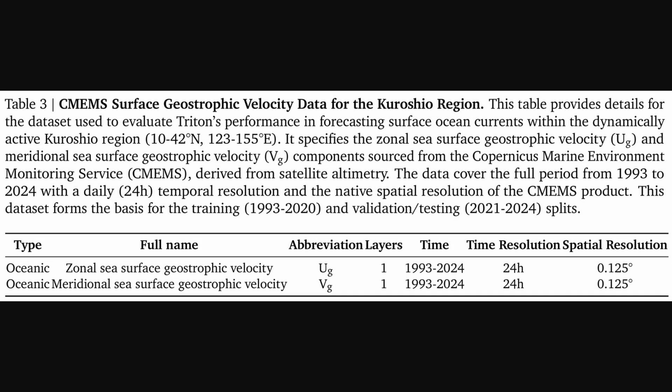Alright, and just as that broad weather data was key for the global forecasts, this next table shows the specific data set behind those amazing Kuroshio eddy predictions we saw earlier. This data comes from the Copernicus Marine Environment Monitoring Service, or CMEMS. It provides daily measurements of geostrophic velocity, which is basically the large-scale ocean current, from 1993 all the way to 2024. The table shows it breaks this down into zonal, or east-west, and meridional, or north-south, components. This long-term, high-resolution data is exactly what Triton needed to learn the complex, multi-month life cycle of those eddies.